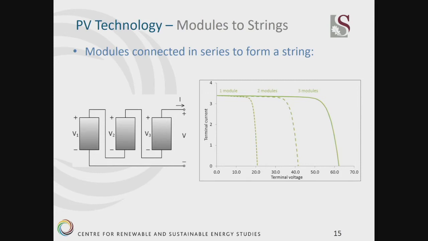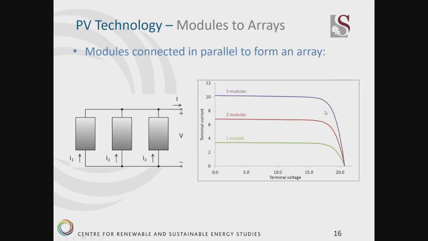So if we have one module and we want to create more power and match it to an inverter input, we can connect modules in series to form a string. And this basically, as we connected cells in series, will just increase the voltage, as we see here. We can also add modules in parallel. What happens when you add modules in parallel is that the current increases, but the voltage stays constant.